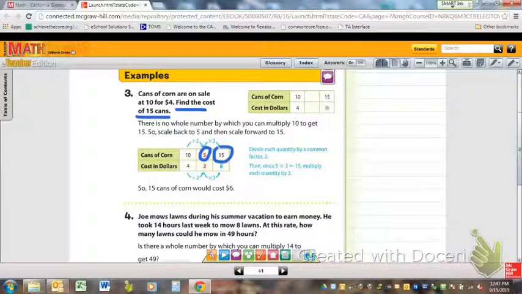In order to do that, I need to go 5 times 3 is 15. So I need to do the same to the bottom. 2 times 3 is 6. So 5 times 3 is 15, 2 times 3 is 6. So 15 cans of corn would cost $6.